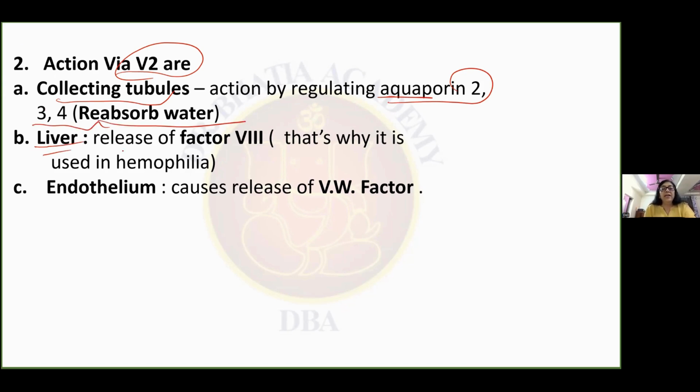At the liver level, it helps in the release of factor 8. That is why we are also using it in hemophilia. At the endothelium level, it causes release of the von Willebrand factor.